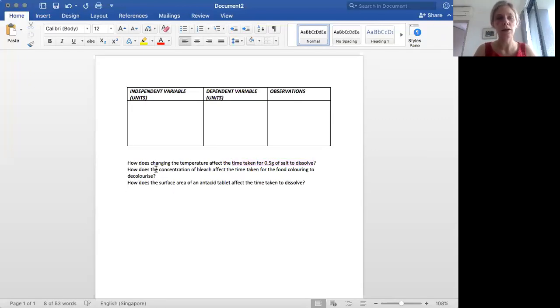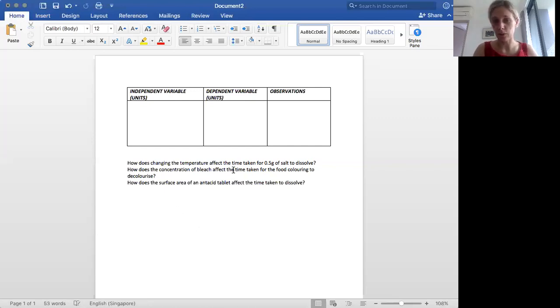For our second question, our independent variable would be the concentration of bleach. Remember, it has to be the whole independent variable, not just concentration. Lots of you will have never seen this unit before, but we measure concentrations in something called moles per decimeter cubed. So this is our unit for concentration down here. It's basically a measure of the number of particles in a decimeter cubed, which is the same as a litre. So that would be your units for your concentration.